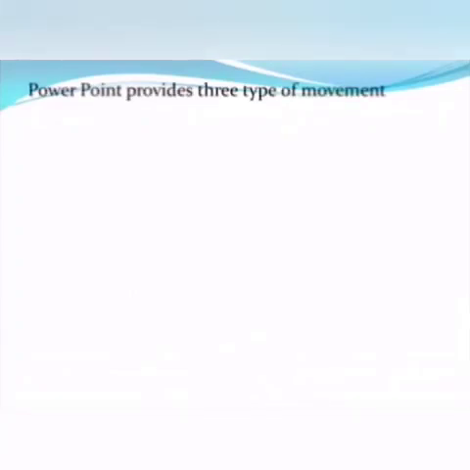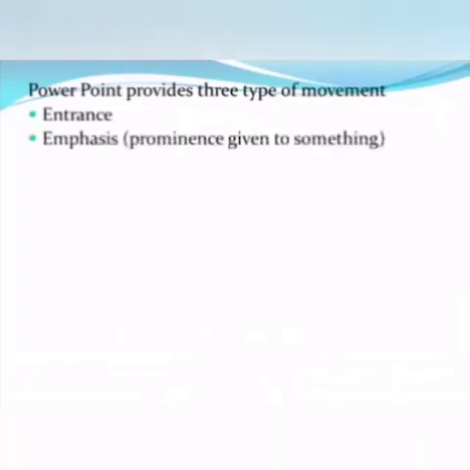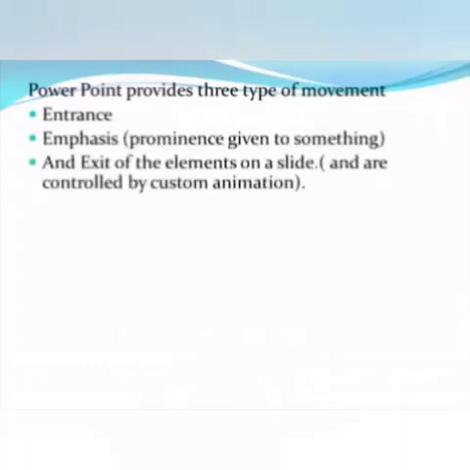PowerPoint provides three types of movements: entrance, emphasis and exit of the elements. So if we talk about slides, it's like a page. Then the elements we have, they can enter, and emphasis means prominence given to something, means we want to highlight some kind of object. That can be by giving some kind of movements or by highlighting it. The third is the exit of the element from the slide. So these are the three kinds of movements that can be given to an element: the entrance, the emphasis and then exit from the slide.